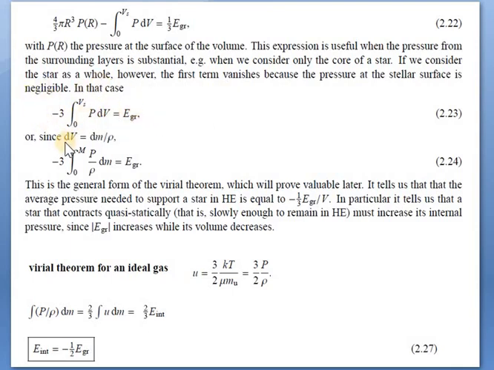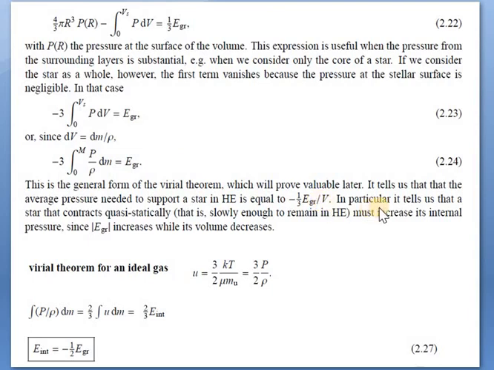Okay, and since dV is equal to dm by rho, we get this form, which is the general form of the Virial theorem. Okay, now this form tells us that the average pressure needed to support a star in hydrostatic equilibrium is equal to this value, minus 1/3 R by V.